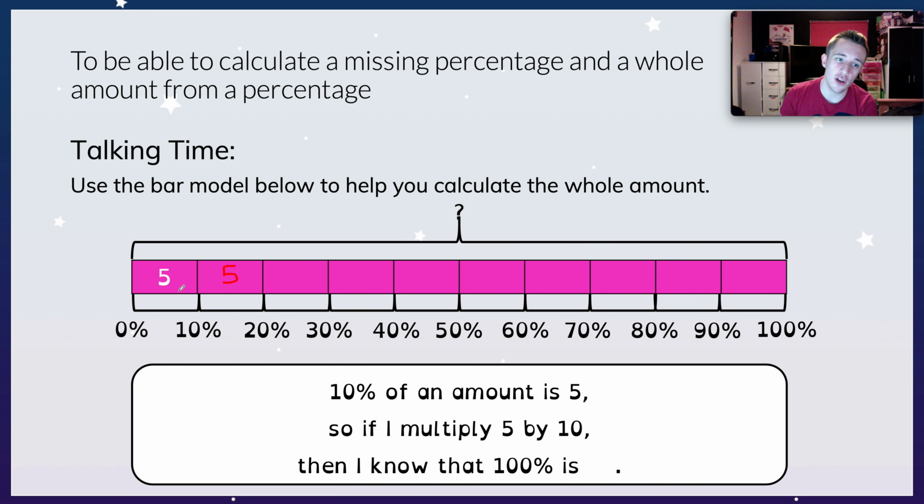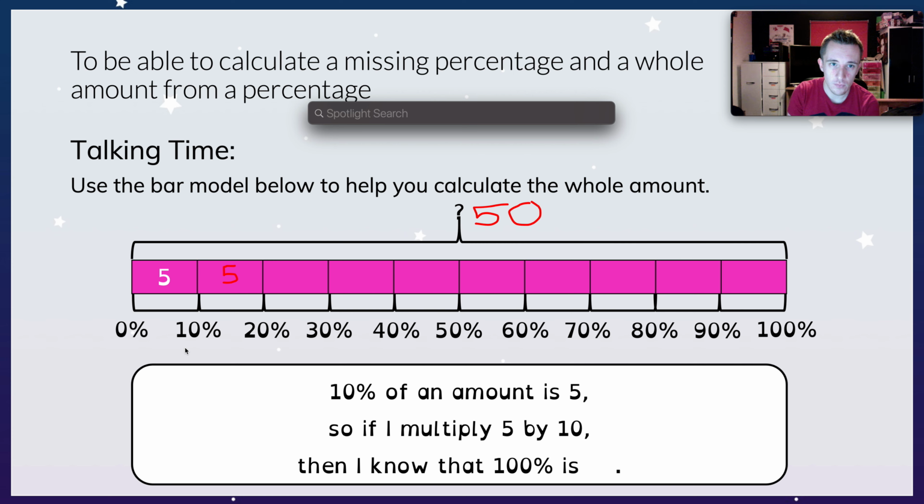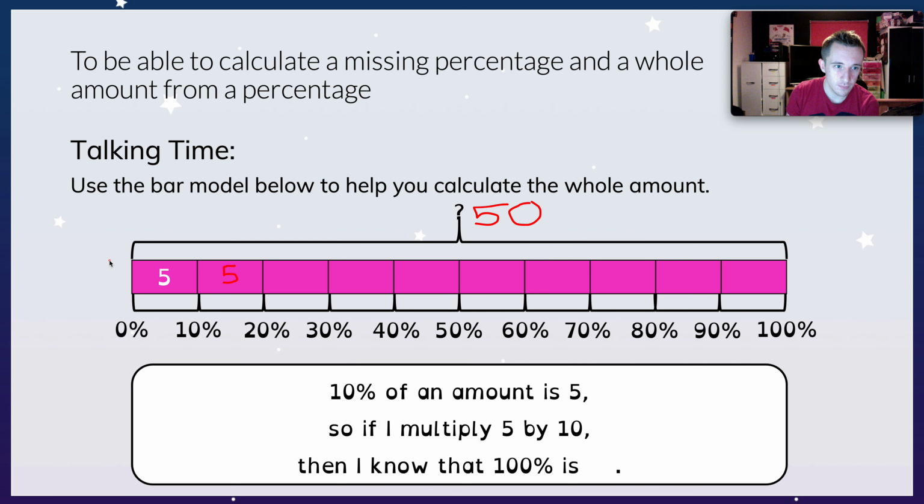So if I take one of these and I times it by 10, because there are 10 parts, then I know the answer is this times 10. So the answer, therefore, must be 50. Let's see how we got on with that. Oh, no, wrong one. Okay. So the answer is 50. Bear with me on this.